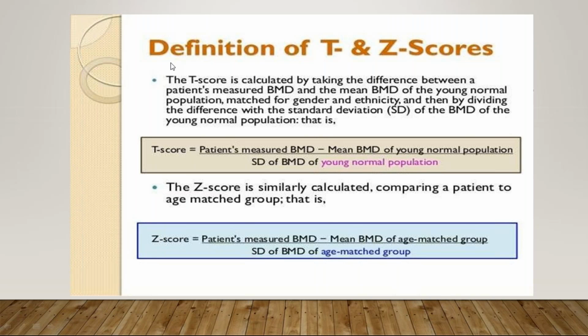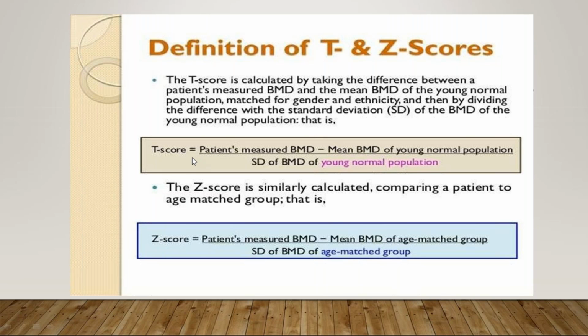In BMD, that means bone mineral density, they will see the T score and Z score. What is T score and what is Z score? In T score, they will take the patient's measured BMD, obtained through DEXA scan, minus the mean bone mineral density of the normal young population. Normal young population means around 30 to 40 years. They will take that mean BMD, and they will take the standard deviation of bone mineral density of the normal young population. That is the T score.